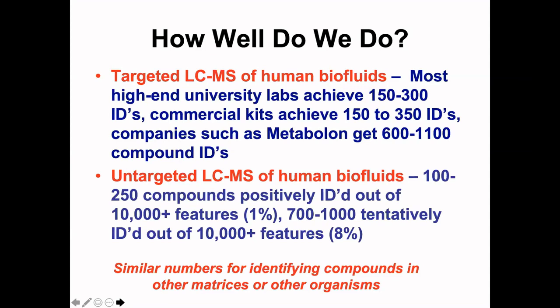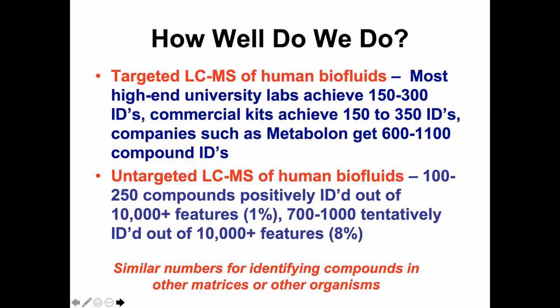Untargeted metabolomic techniques identify many more features, on the order of about 10,000 features. And through things like mass matching, typically they can identify about 700 to 1,000 compounds tentatively, and using more rigorous techniques they can maybe identify about 200 to 250 positive IDs.